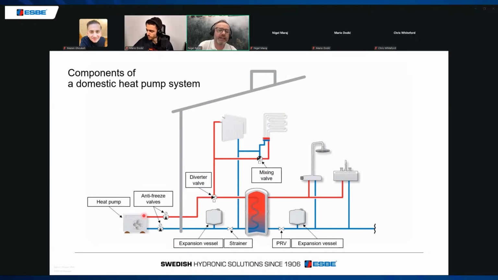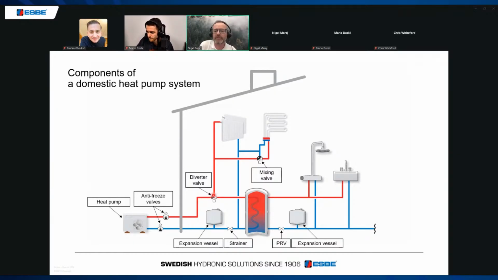So we have our heat source, which is the heat pump that Mario talked to us about earlier. But beyond that heat pump, we have a pair of antifreeze valves outside of the building. And as we follow that hot water coming into the building, the first thing it meets is a diverter valve.